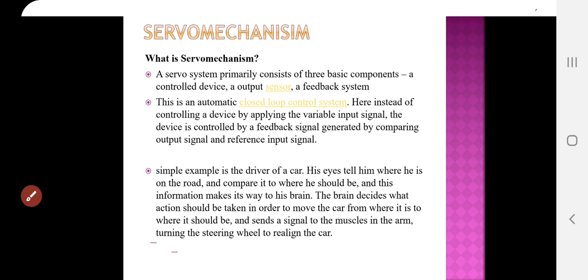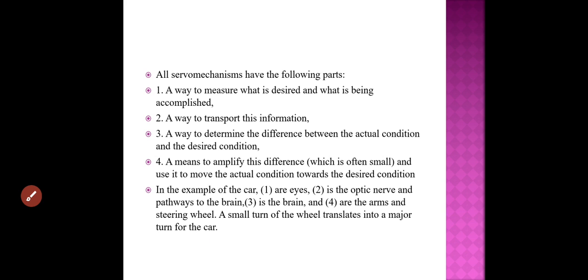Then coming to the next part, what we have discussed in the block diagram in language form is written here. All servo mechanisms have the following parts. The first part is a way to measure what to decide and what is to be accomplished.